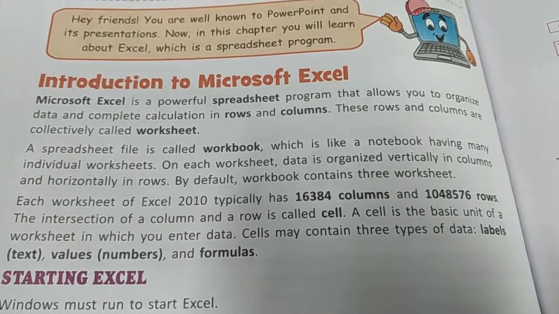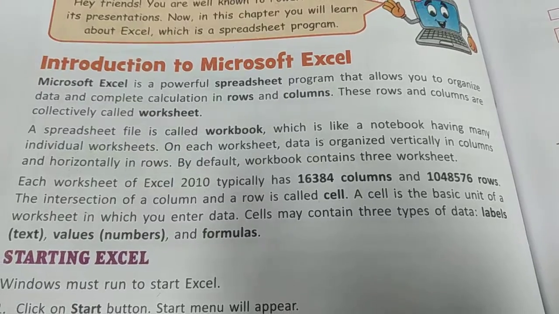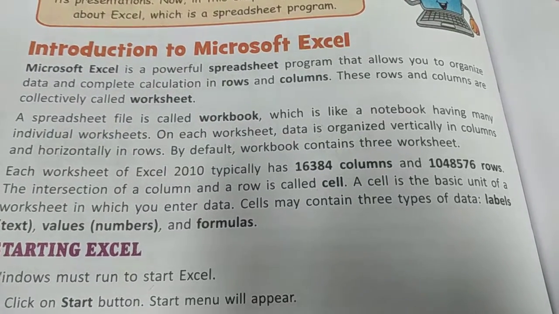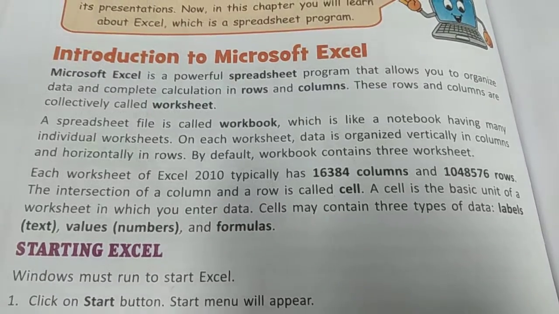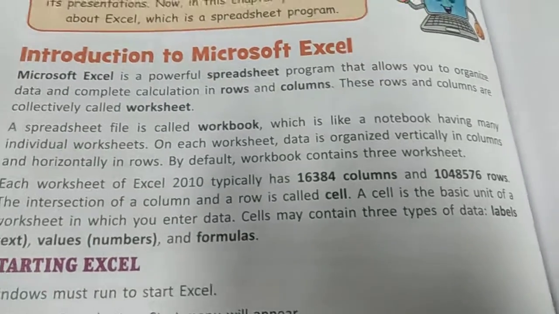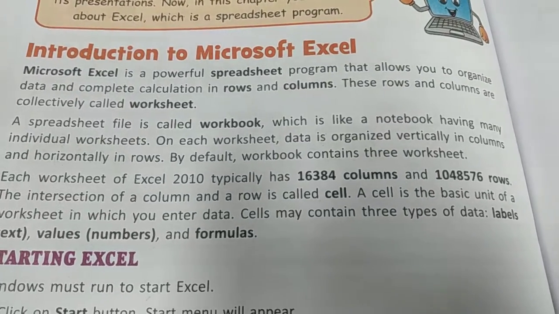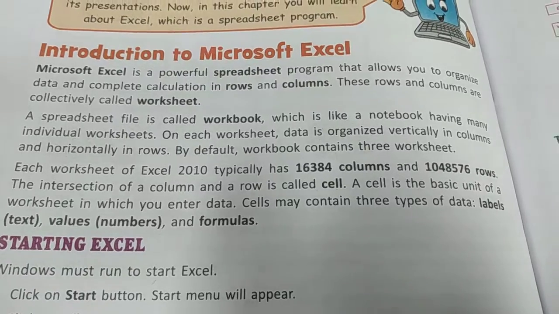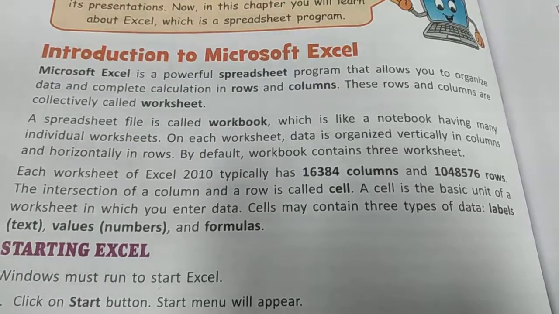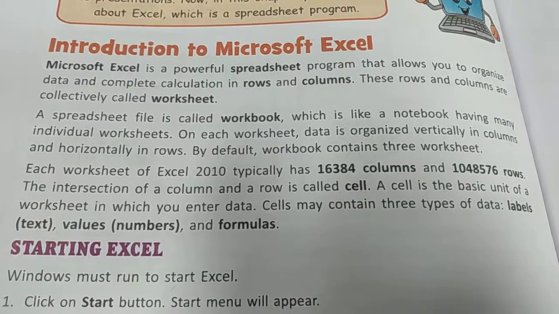So, a spreadsheet file is called a workbook, which is like a notebook having many individual worksheets. As we have a notebook, and in the notebook we have so many individual worksheets. Similarly, in Microsoft Excel we have worksheets. So, on each worksheet, data is organized vertically in columns and horizontally in rows. By default, workbook contains 3 worksheets. By default, workbook contains how many worksheets?